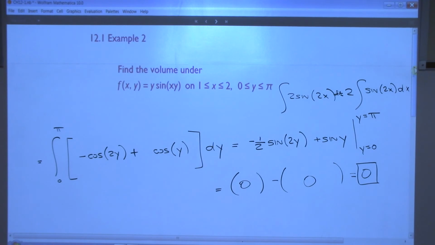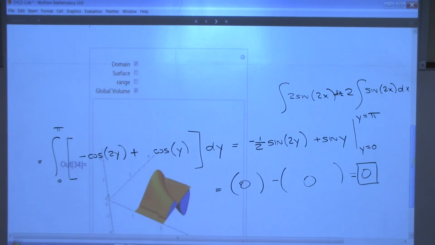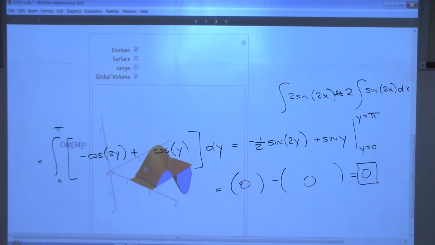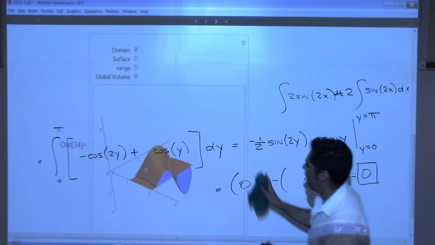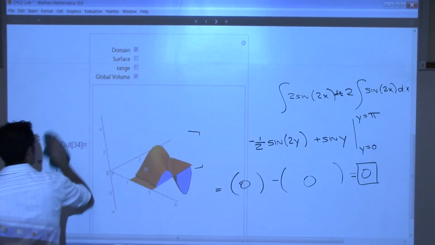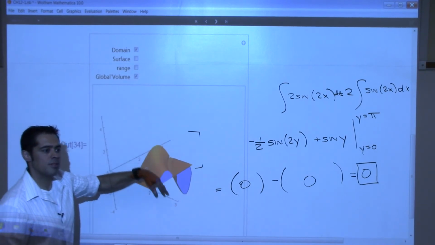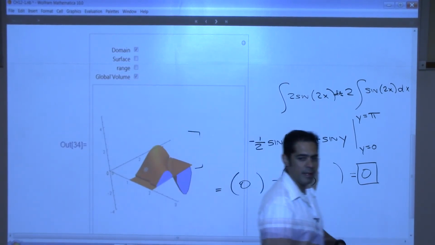Maybe we should take a look at it. Are there any questions over the integration, though? What do you notice here on this one that's different than the last one? Part of the function is above, the surface is above, and part of the surface goes below the xy plane.